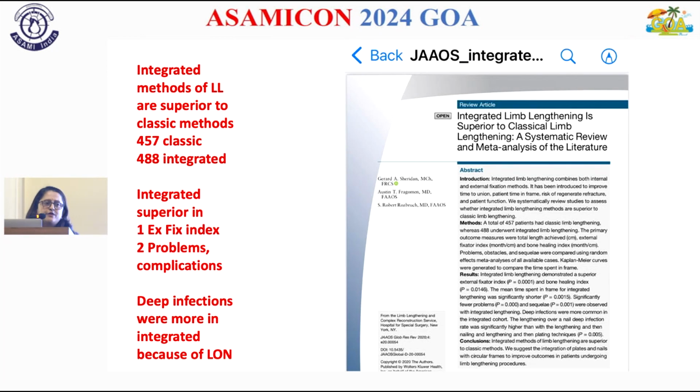This paper is a very important paper according to me. This is an original article in Journal of American Academy of Orthopedic Surgeons. They have compared 457 classic lengthenings with 488 integrated lengthenings, means implant-assisted lengthening, and they have not included self-lengthening nails in this series. And their conclusion is that integrated lengthening is superior. It has better X-fix index, and it has fewer complications and problems compared to classic lengthenings. The only concern was deep infections, but only in lengthening over nail.